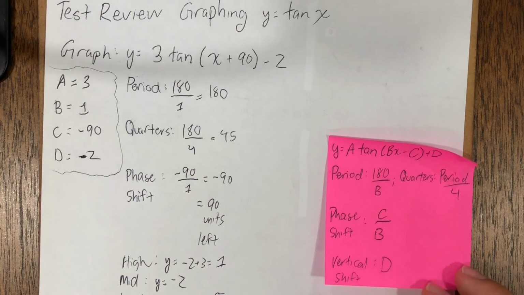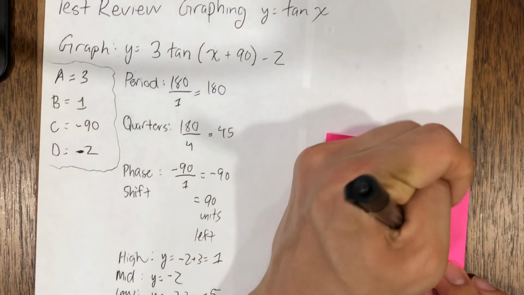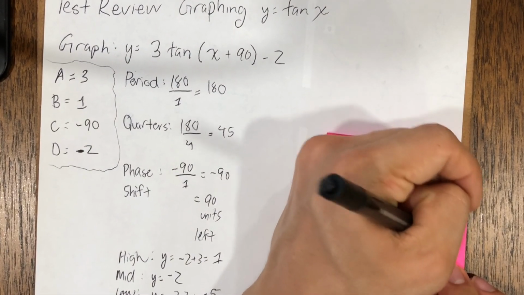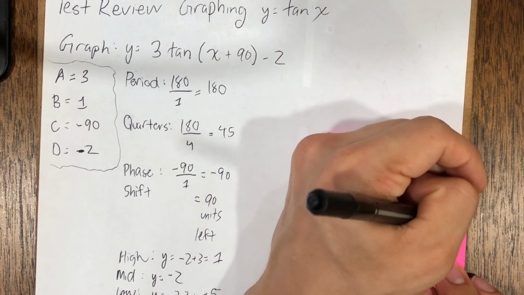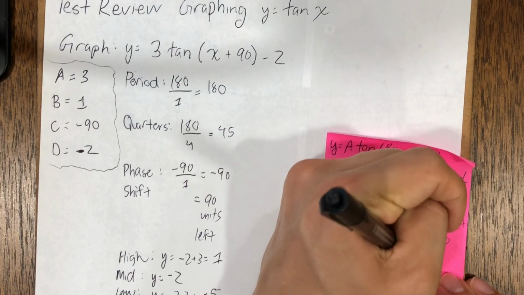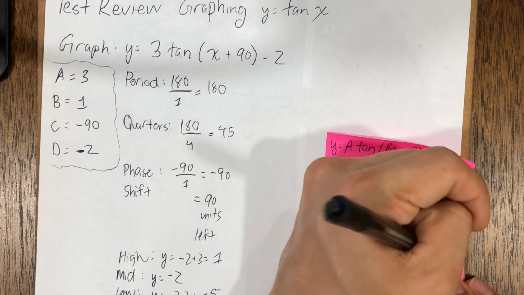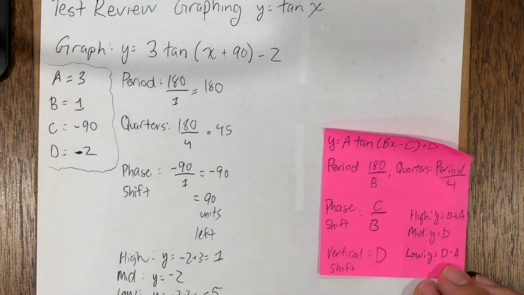All right, so let me write that over here. For the mid, y equals D. For the high, we have y equals D plus A. For the low, we have y equals D minus A. All right, so let's keep going.